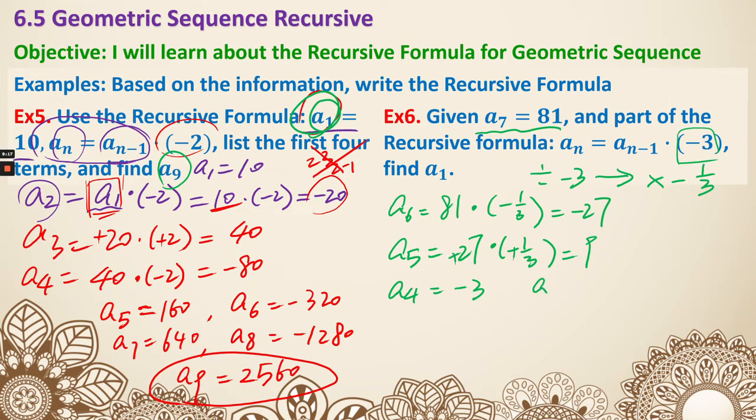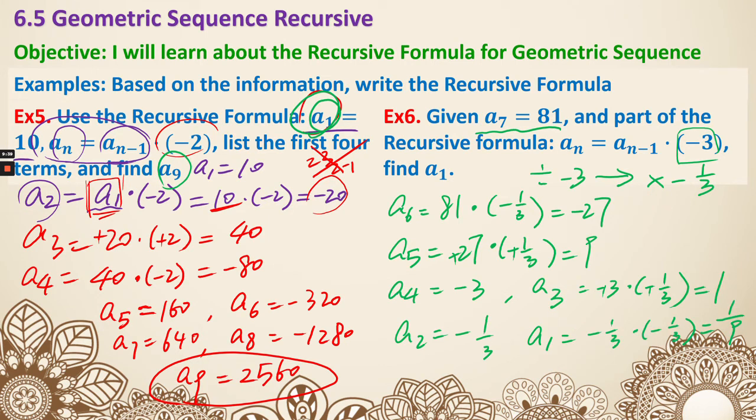a sub 3 is going to be negative 3 times negative 1/3. Negative sign becomes positive. That's going to be a positive 1. a sub 2 is going to be 1 times negative 1/3, so it's negative 1/3. And lastly, a sub 1 is going to be negative 1/3 times negative 1/3. That is going to be 1 over a positive 9. And that is example 6.